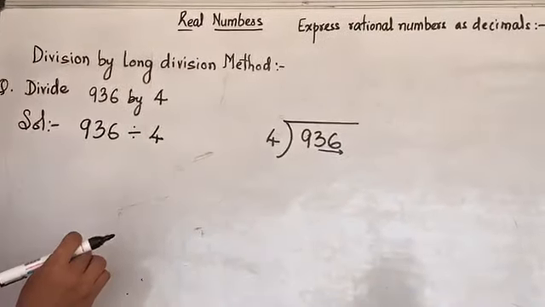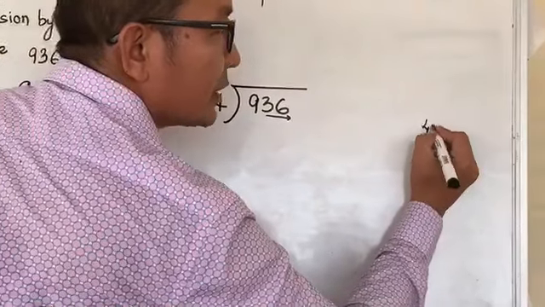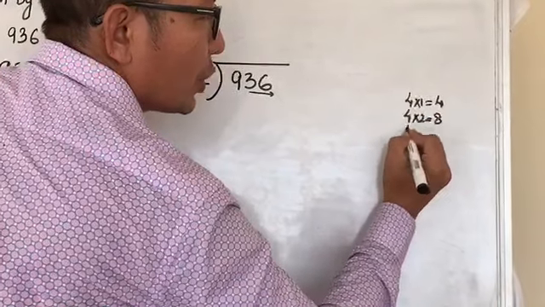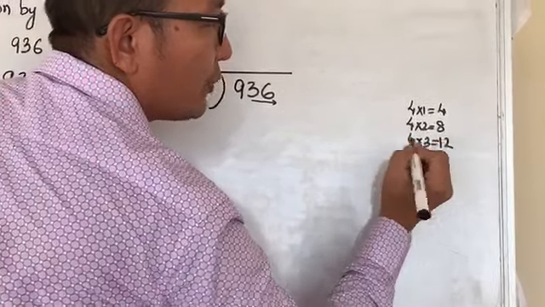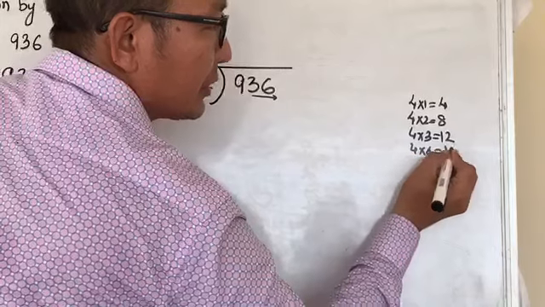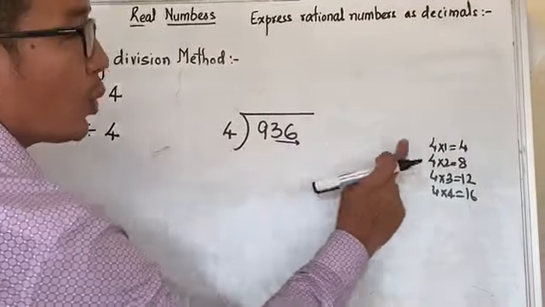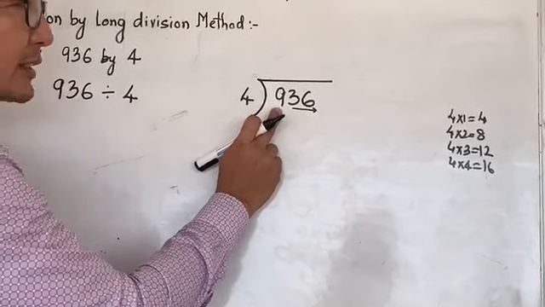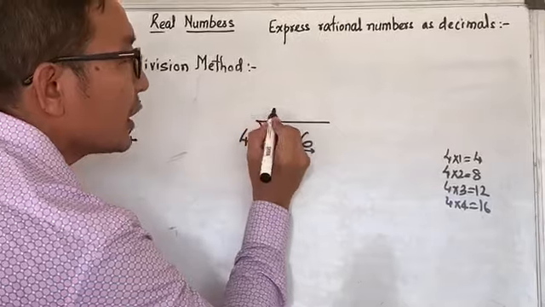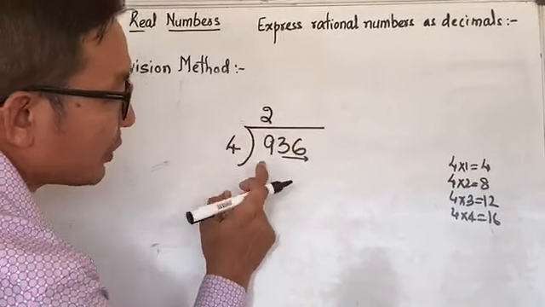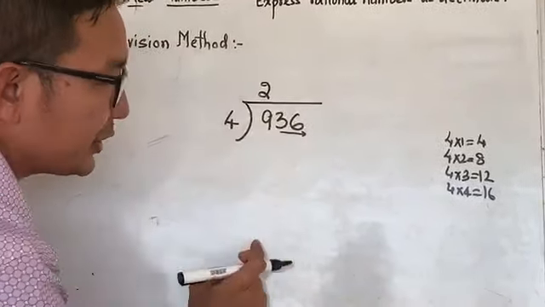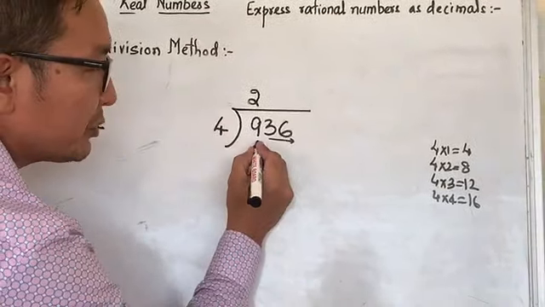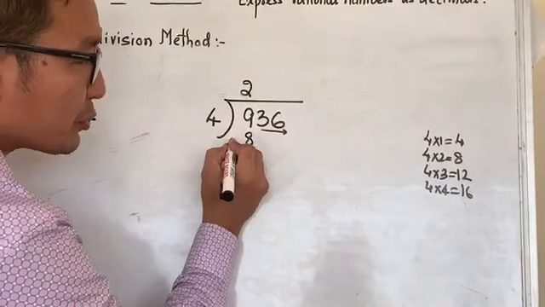Now let us write the multiplication table of 4. 4 ones are 4, 4 twos are 8, 4 threes are 12, 4 fours are 16. 4 twos are 8, which is almost 9, so we write 2 as the answer and want to subtract.